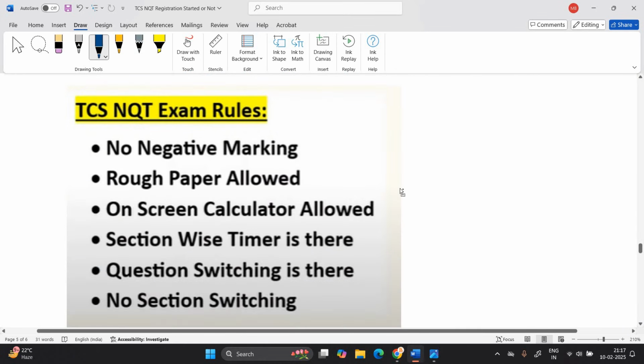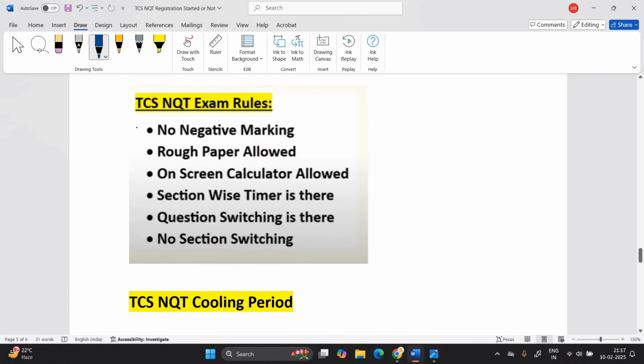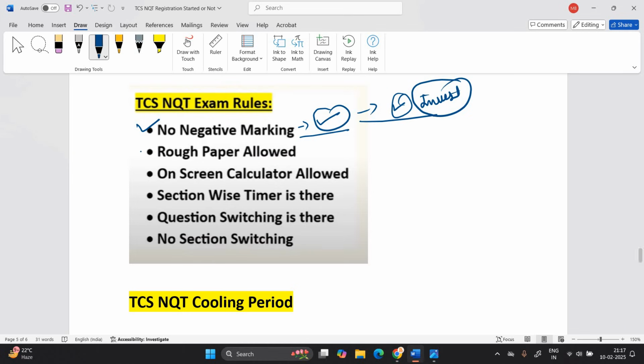Let's discuss the TCS NQT exam rules. First of all, there is no negative marking. So I suggest everyone attempt all the questions, okay. It is better not to invest too much time on one question. We will discuss this strategy in later videos. Not investing time means you should solve the questions and you can look at the tough ones later.